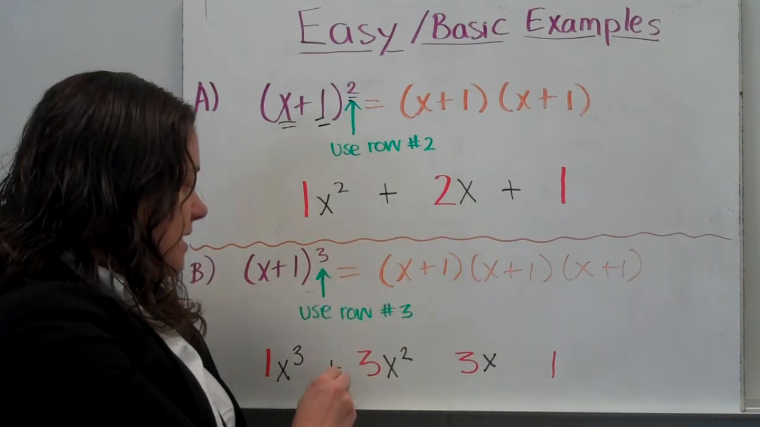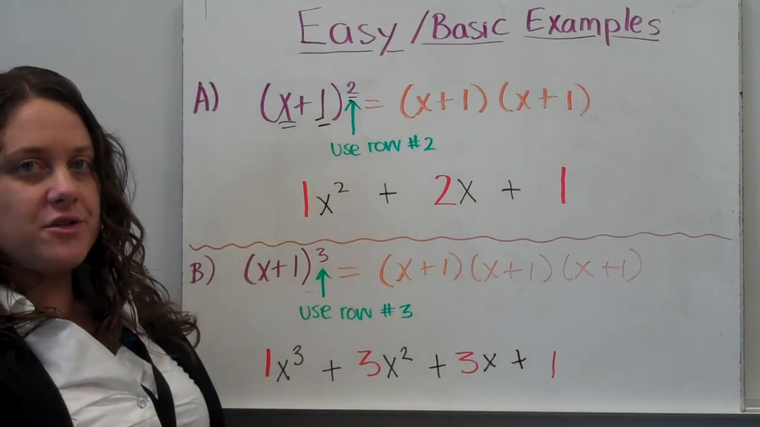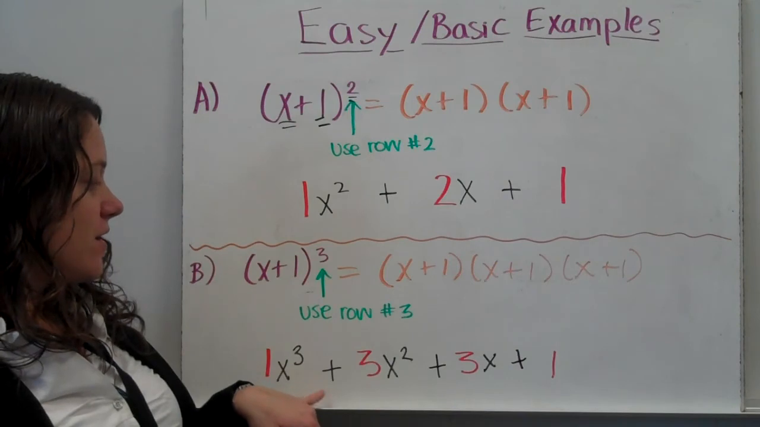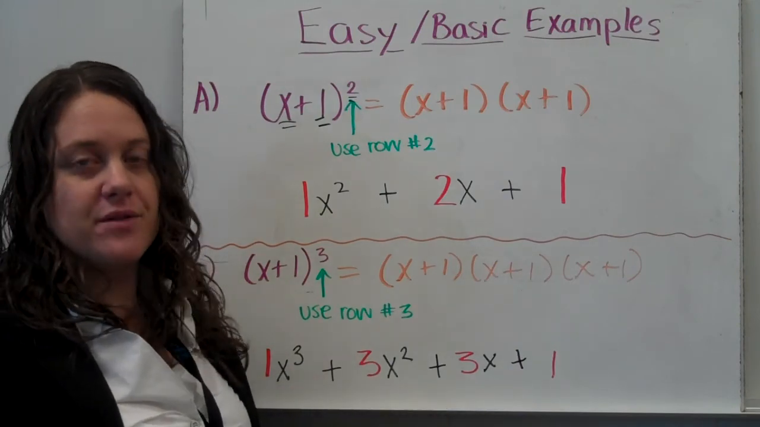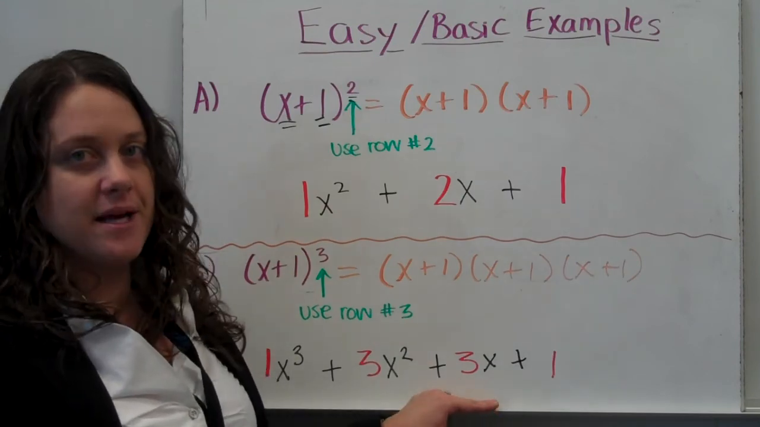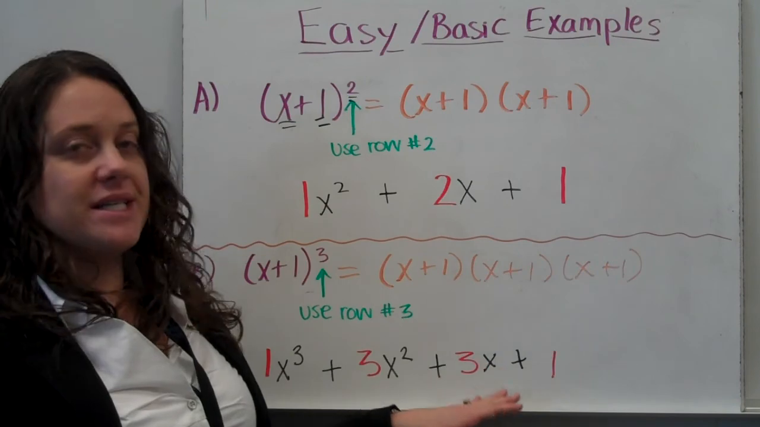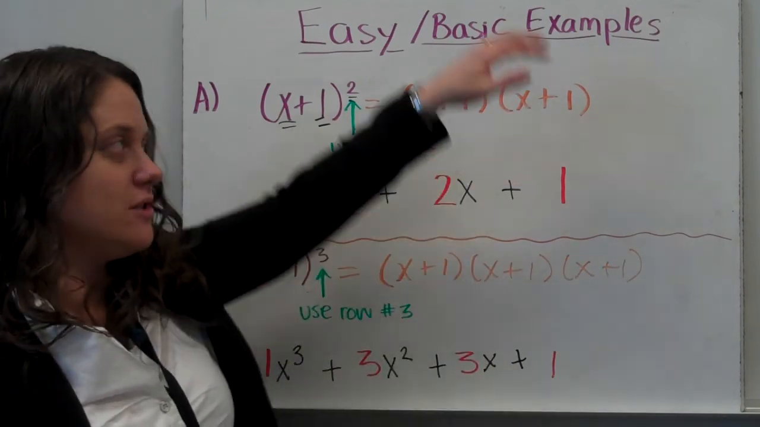So then I just put my plus signs in here. And rather than doing all that multiplication, you easily have an answer. x to the 3rd plus 3x squared plus 3x plus 1. And if you multiplied it out the long way, which you did on the classwork, you will find out that it's exactly the same.